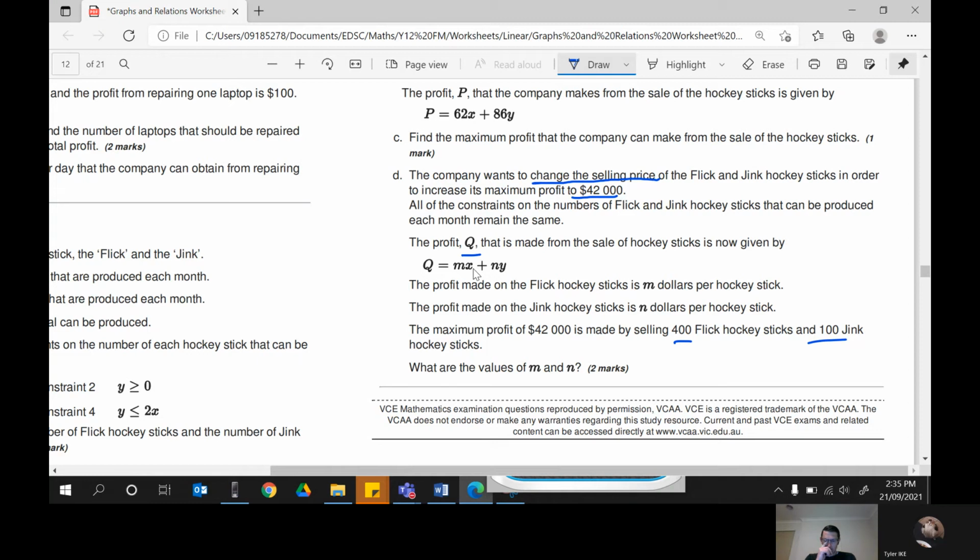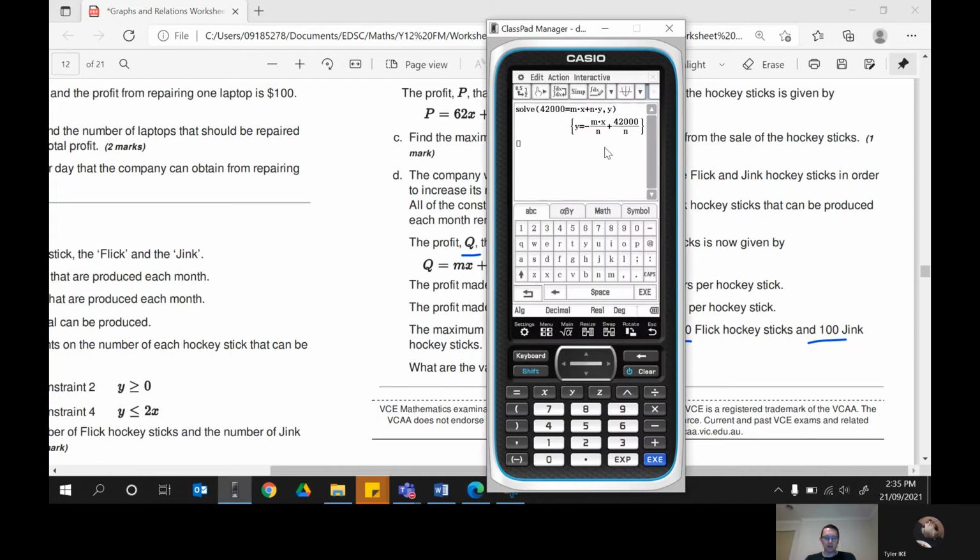M dollars per hockey stick and N dollars per that. So really how I would do it logically is I would just go 42,000. We know we're going to produce 500, right? I'd divide it by 500. So they need to be $84 each.